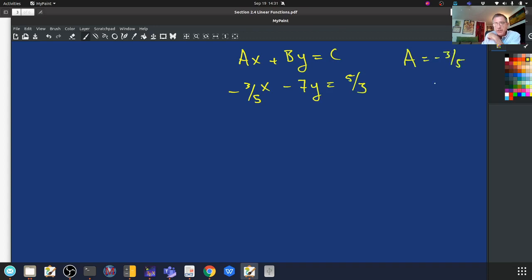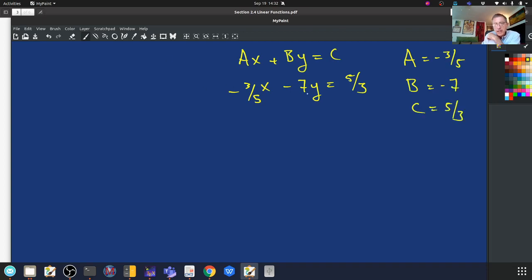So I'm going to give you a concrete example. AX plus BY is equal to C. Minus 3/5 x minus 7y is equal to 5/3. The value of A is equal to minus 3/5. The value of B is equal to minus 7. And the value of C is equal to 5/3.